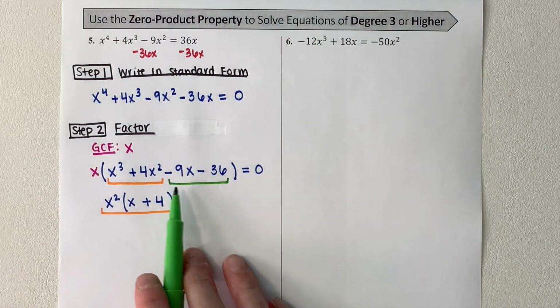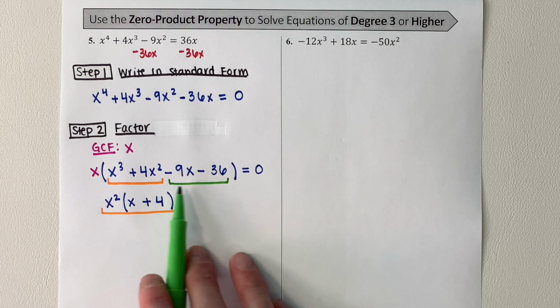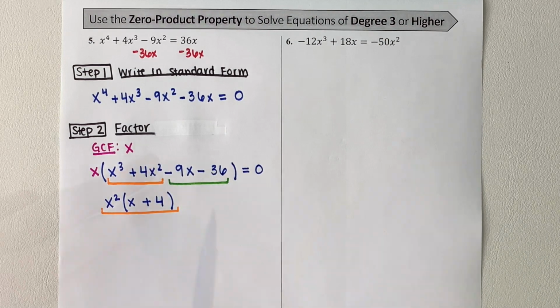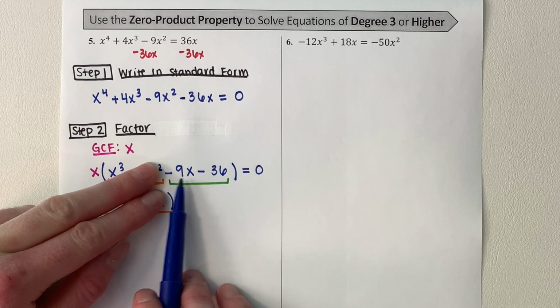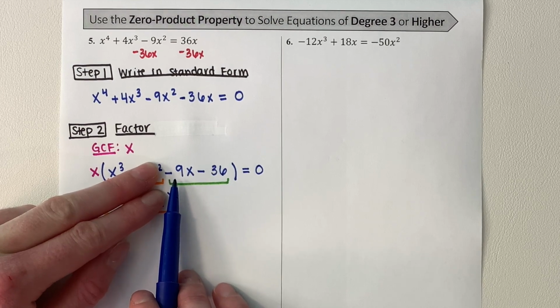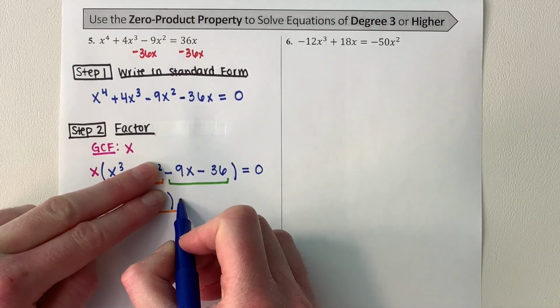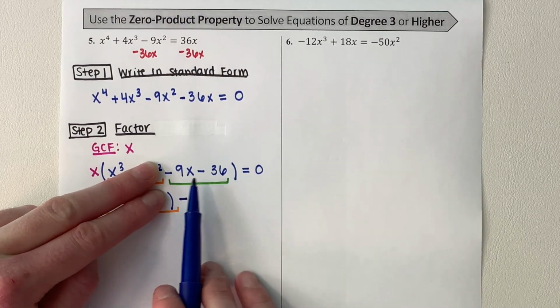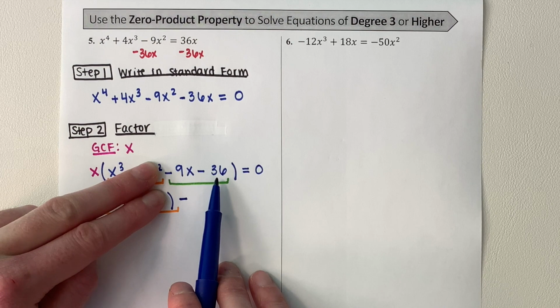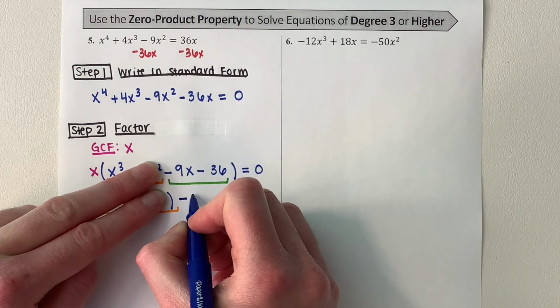Now let's focus on these last 2 terms. We need to factor the GCF out of these 2 terms. When we're focusing on these last 2 terms, let's first notice that the first term is negative. So that means that our GCF must be negative. So I'm going to start by writing a negative here. Then the largest number that multiplies into 9 and 36 is 9. So our GCF is negative 9.